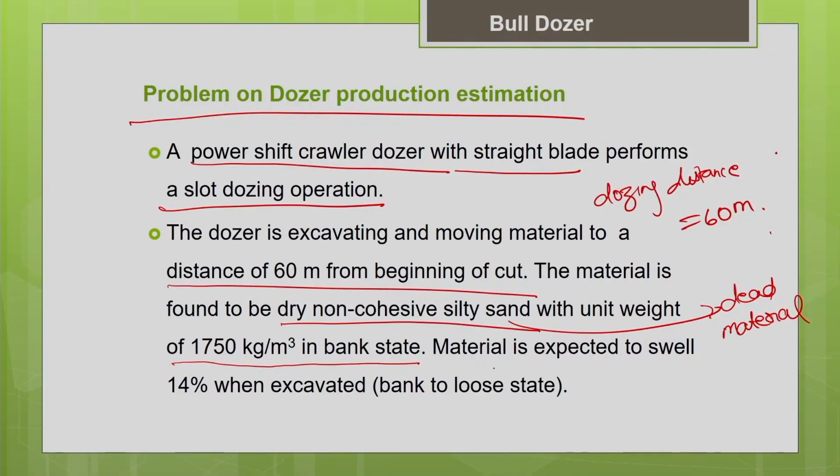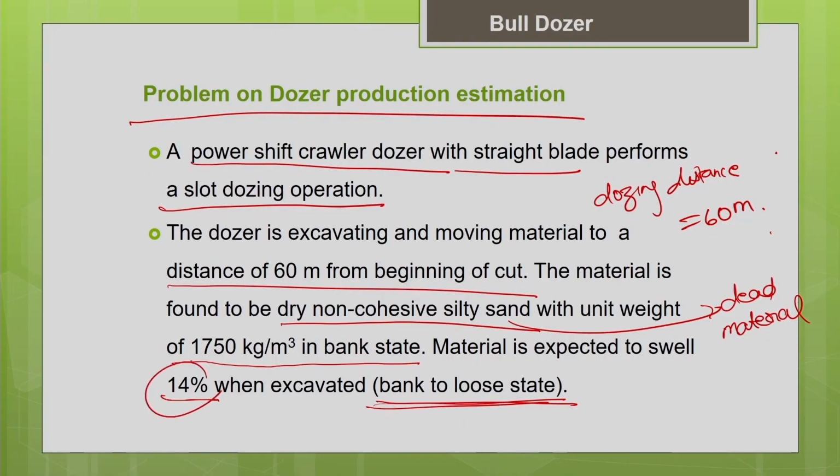The material is expected to swell 14% when excavated. From the natural state to the loose state, it swells by 14%. So this will help you in the conversion. For example, from the bank unit weight, if I wanted to convert it into loose unit weight, I can use this swell percentage to make the estimation.